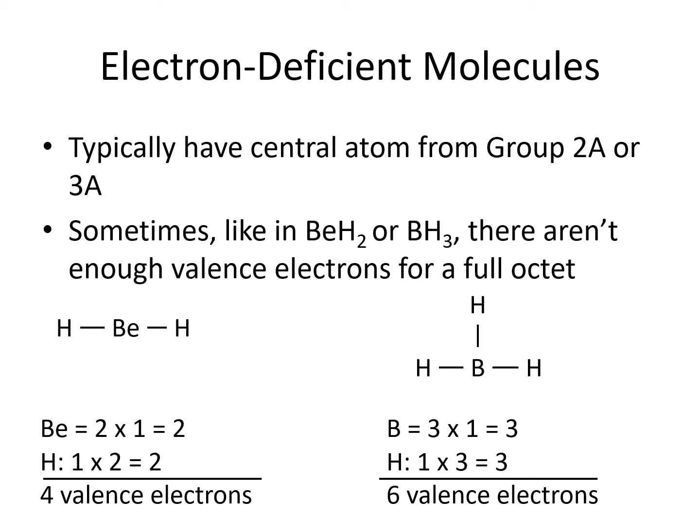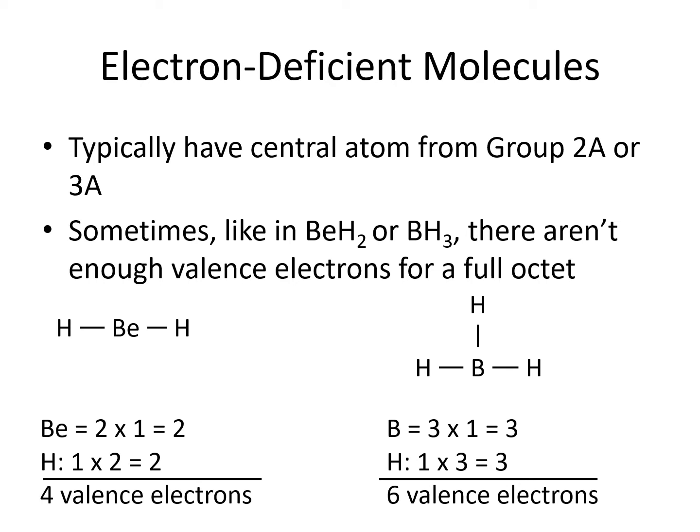For example, in BeH2, beryllium has 2 valence electrons because it's in group 2A, and hydrogen has 1 valence electron. So there are a total of 4 electrons in the shared pot. After making the 2 single bonds for the stick figure, there are none left over to make lone pairs. The beryllium is left with only 4 electrons around it.